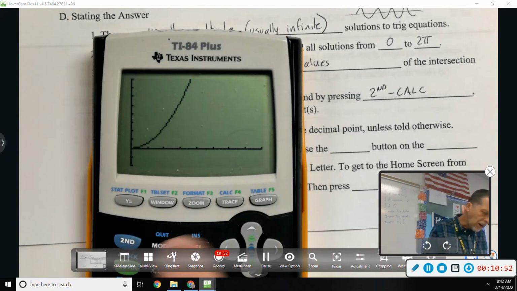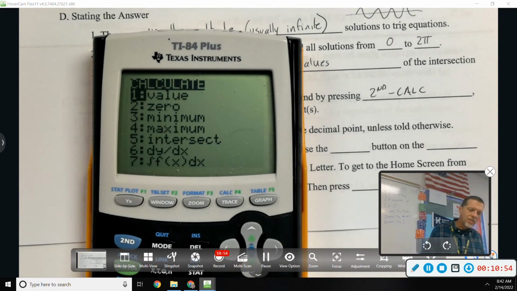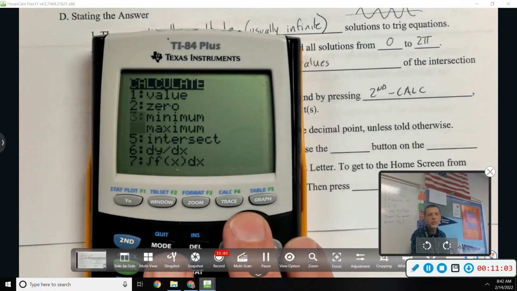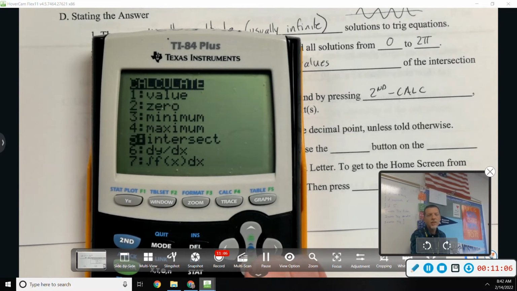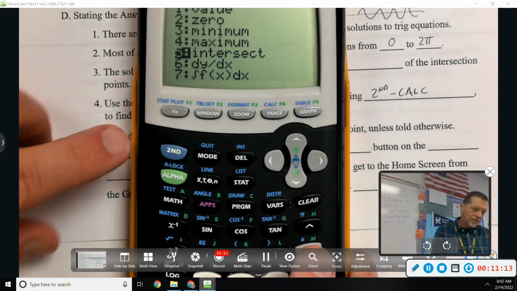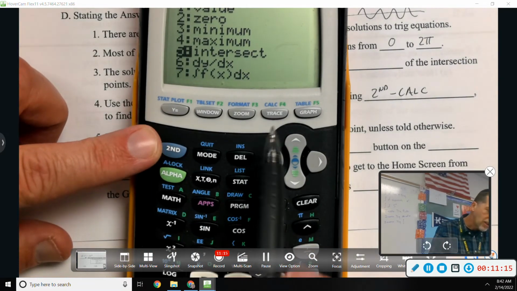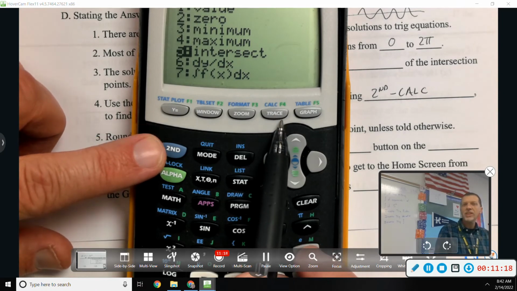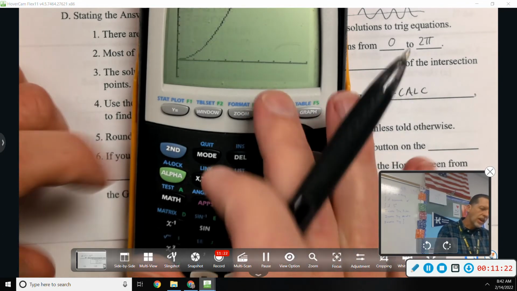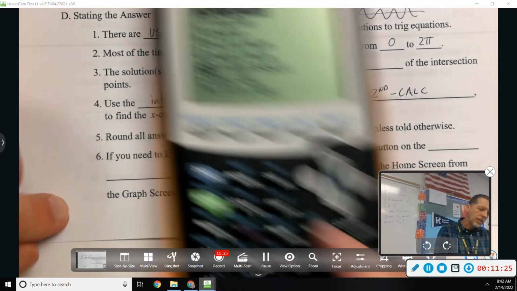But the second calc button has tons of great features that you will use in calculus a lot. For us, right now, we just want to know where the intersection is. Calculus will start using some of these other ones. Like dy dx is a derivative. Integral is the opposite of a derivative. So second is the top left button, and then second trace is what some people say, because that would give you the calc button. Second calc, and then intersect.